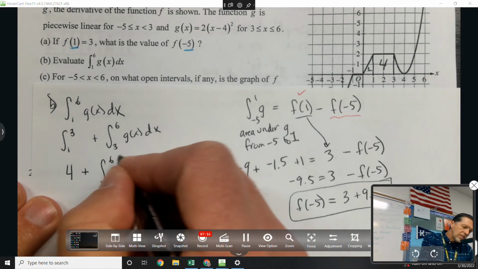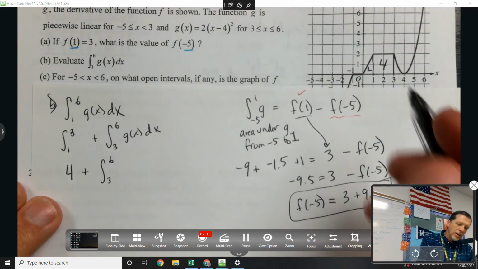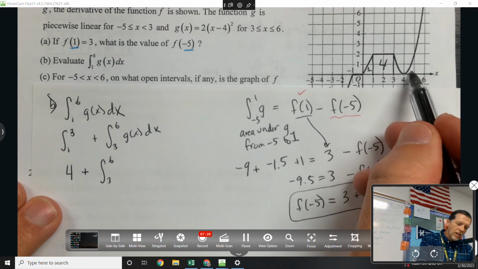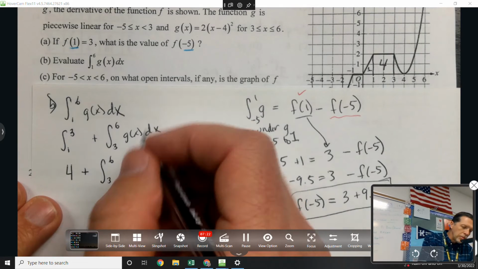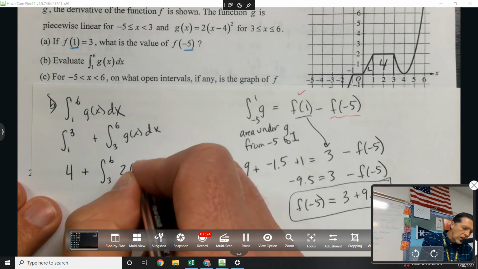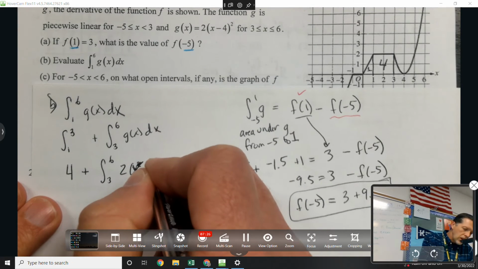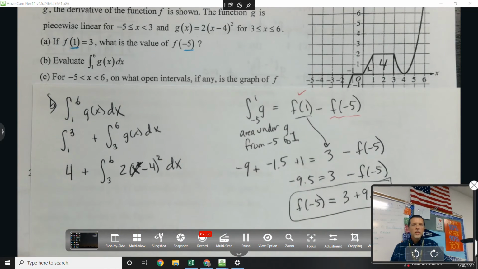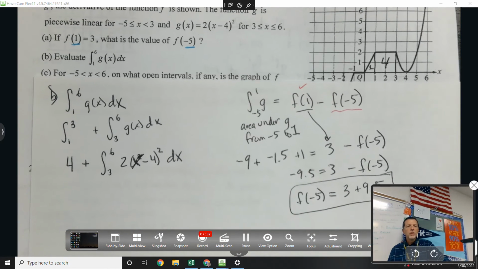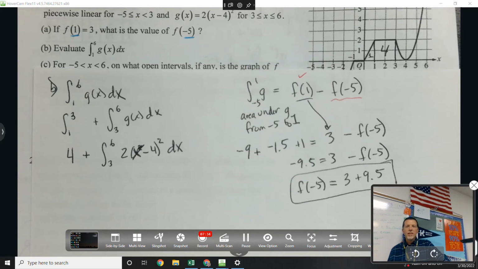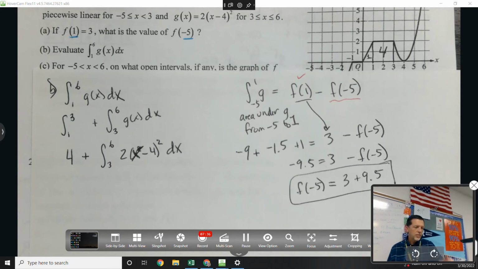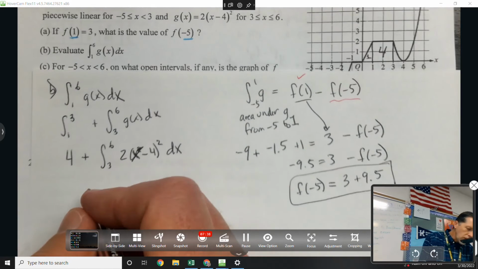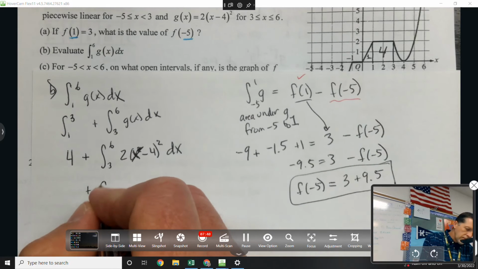From 3 to 6, I have to switch over and not think about area. Well, I mean, I am thinking about area, but I'm going to have to use this equation. Whoops. X minus 4 squared dx. So I'm going to have to, yeah, that's not just counting squares anymore. What's the easiest way to do this?